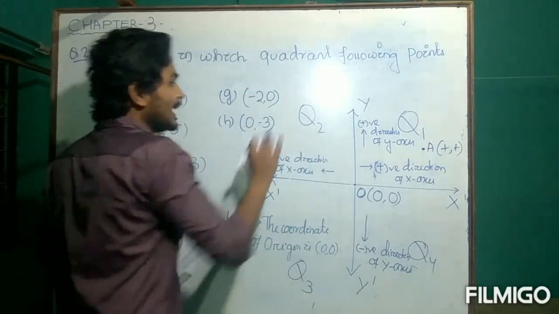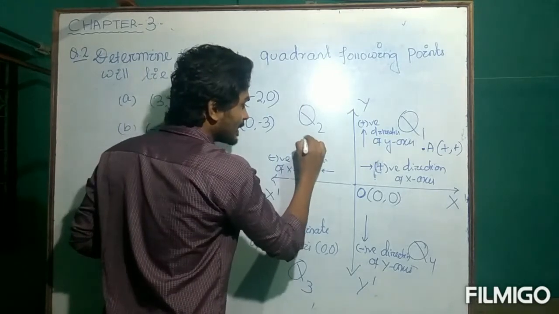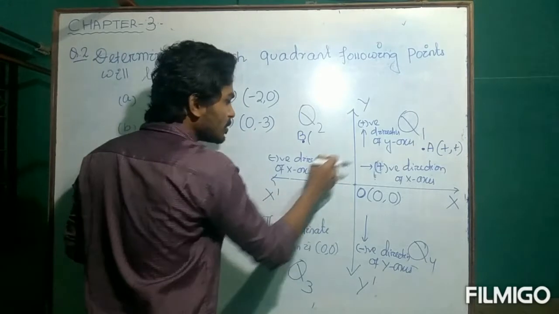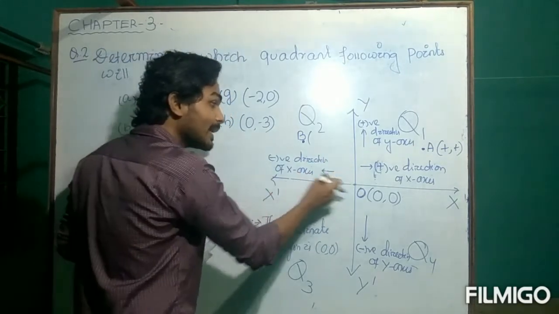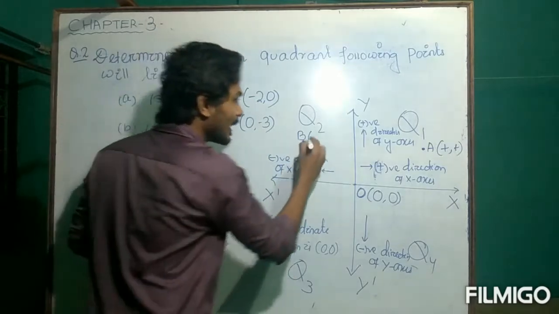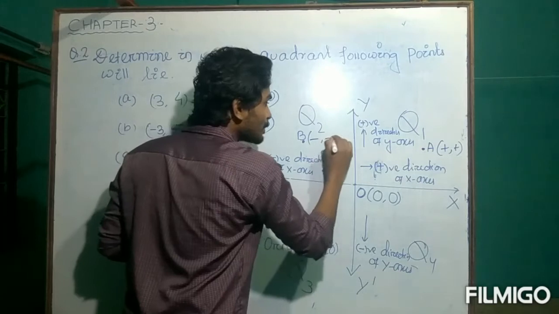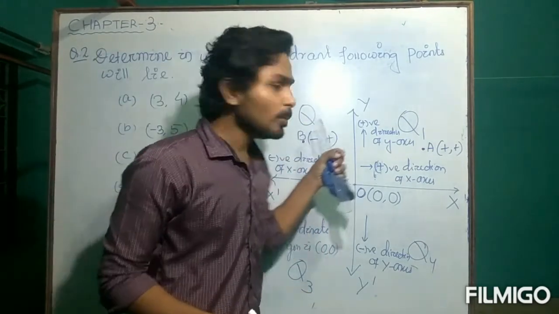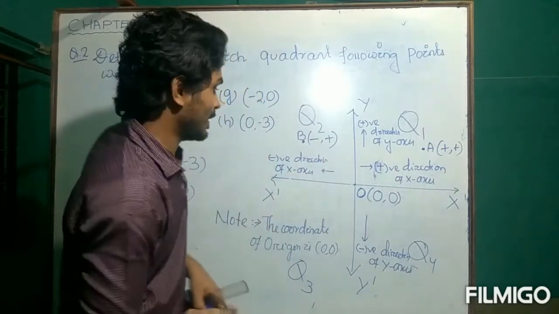Clear? Similarly, if a point is placed at quadrant 2, suppose there is a point B, then this point is enclosed by two axes. This is the negative direction of x-axis. So the x coordinate is negative and the y coordinate is positive. So any point lying at quadrant 2 must have negative, positive coordinates.